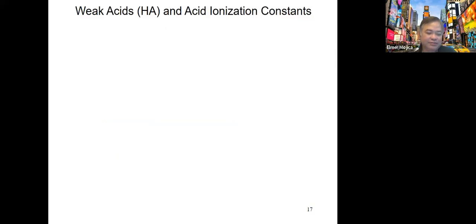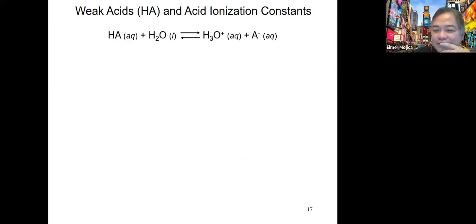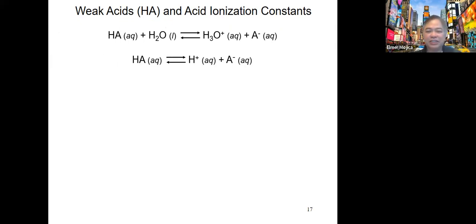Now, weak acid, as I have told you, it doesn't undergo 100% dissociation. To a certain extent, it dissociates. That's why we have a system at equilibrium. So if you're going to look at it, either of the two reactions happen. Okay. Now, how do we determine the pH? Which species do we use to determine the pH here?